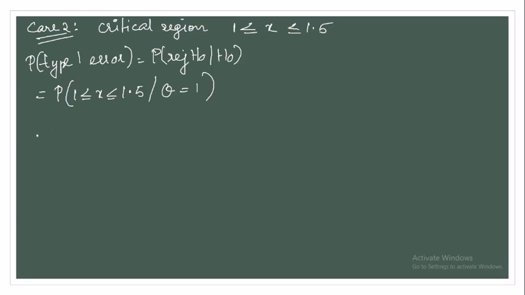So how can you write this? It is nothing but the integral. Here the lower bound is given, and the upper bound is also given. So you can clearly say the integral from 1 to 1.5 of 1 by theta dx, which is equal to the integral of x from 1 to 1.5.